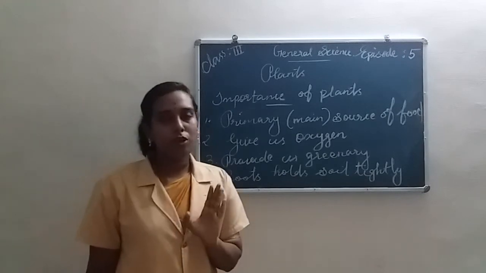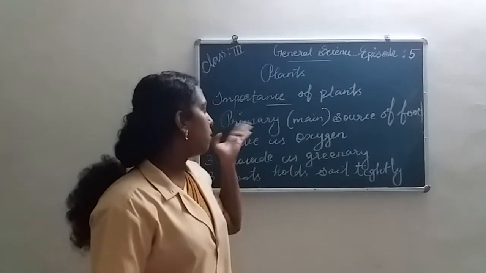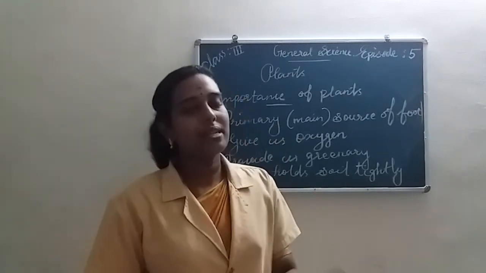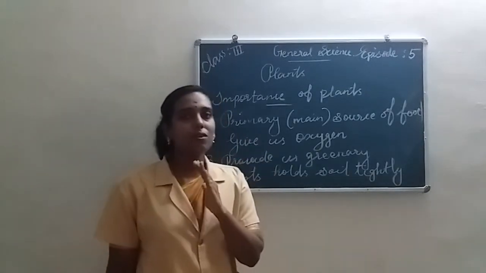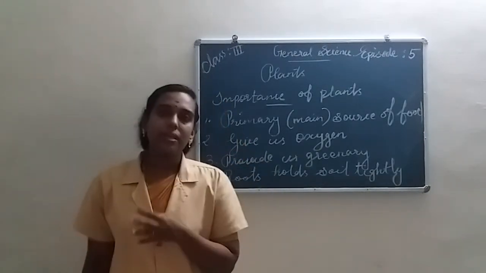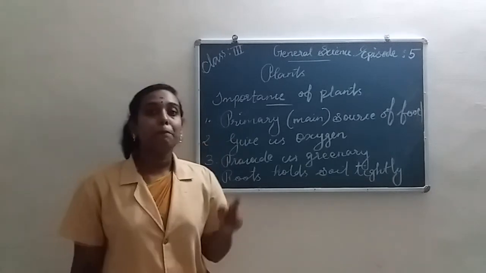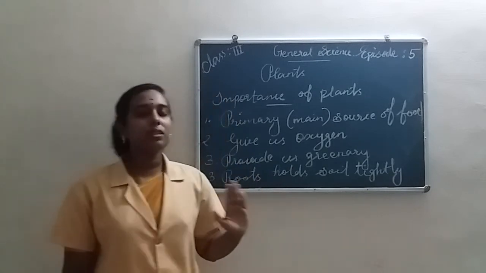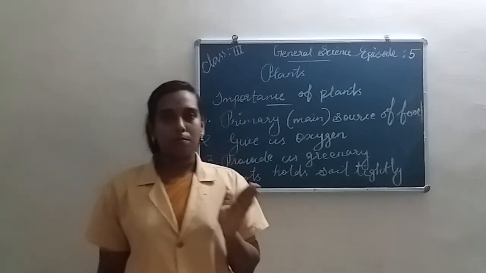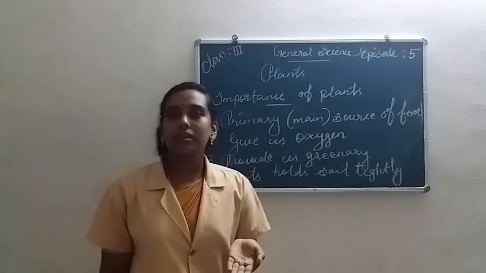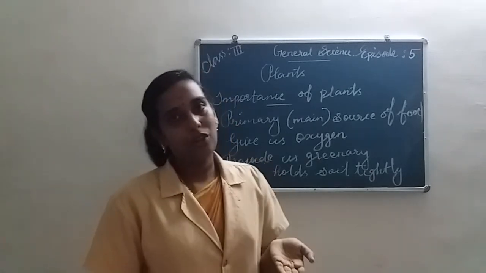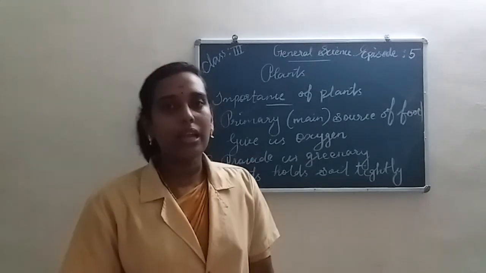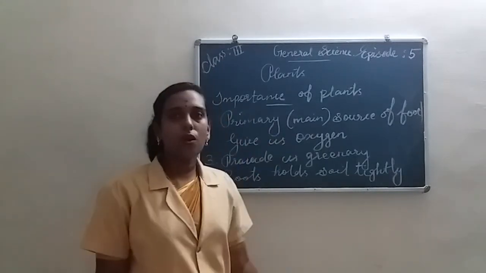Plants make our environment or our surroundings beautiful. And the importance of plants are here. First one is plants are the primary source of food for human beings and animals. And second one is plants give us oxygen, and also they remove the harmful carbon dioxide from the atmosphere. And the third one is they provide us greenery and make our surroundings beautiful. And the last one is the roots of a plant hold soil tightly and prevent soil erosion. These are the importance of plants.